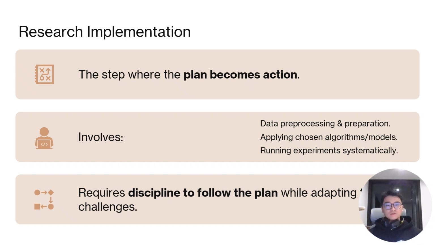Research implementation is where we move from the idea on paper to actual experiments. This means cleaning and preparing data, applying the planned model, and running experiments step by step. While following the plan is essential, researchers must also adjust when practical challenges arise. Implementation is crucial because it tests whether the plan works in real life. It helps reveal what parts of the design are strong and where adjustments are needed.